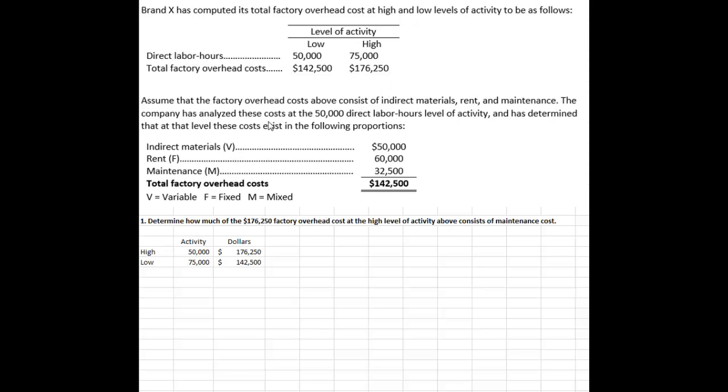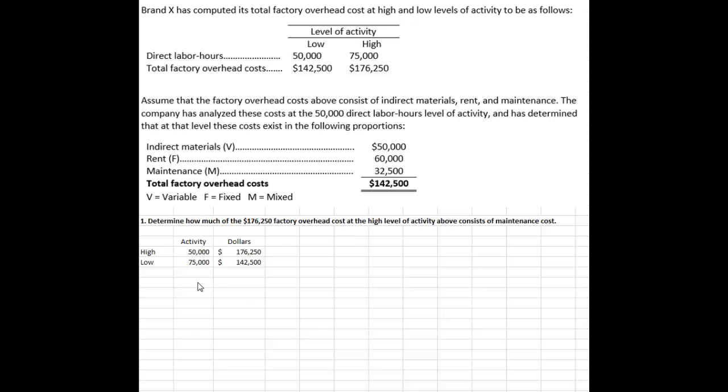Now what they tell us here is that here are our costs at the low level of activity, split between three different categories: one being indirect materials, two being rent, and the third being maintenance. And they also tell us the behavior of these costs. The indirect materials are variable, the rent is fixed, and the maintenance is a mixed cost. So to know how much of this cost is maintenance, we've got to do some analysis here.